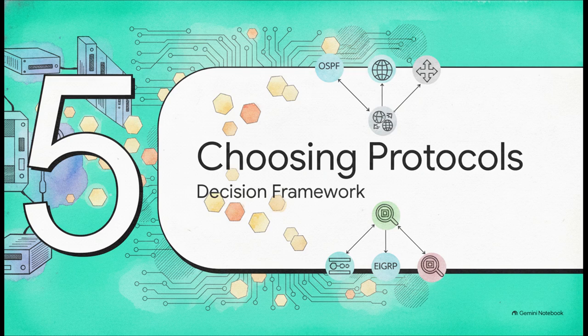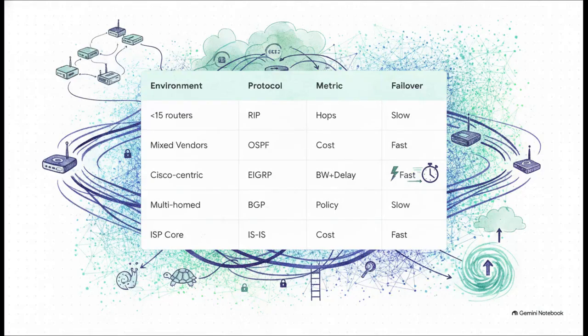Finally, Section 5, choosing the right protocol. Let's bring all this together. Here is your ultimate takeaway decision framework. If you have a very small environment, say under 15 routers, RIP or static routing might honestly suffice. But for standard enterprise networks ranging from 5 up to 500 routers using a mix of vendor equipment, OSPF is absolutely your champion, using that bandwidth cost for fast failover.